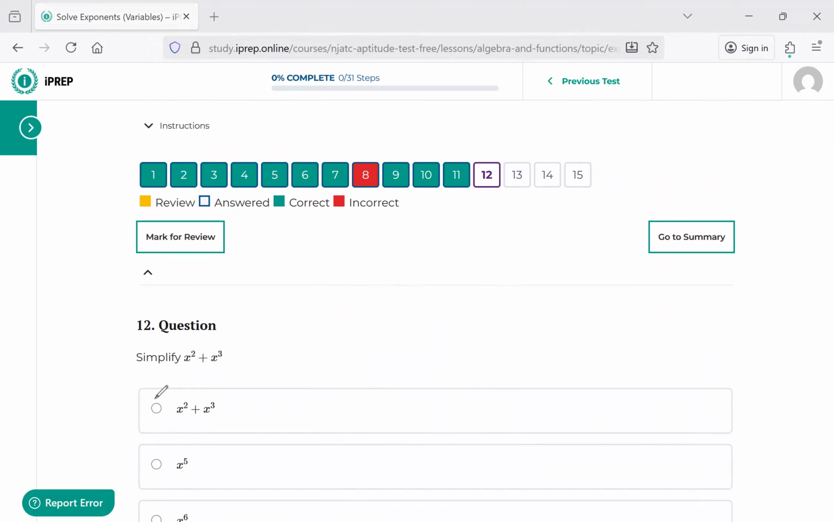Okay, question 12. X squared plus x cubed. Even though they have the same base of x, there's nothing we can do. We're not multiplying, we're not dividing, we're not raising to a power. There's no rule for addition. This is not multiplication. So I think it is what it is. You can't go any further.